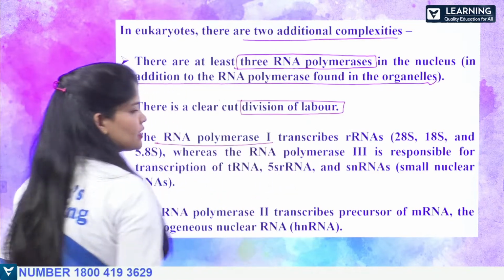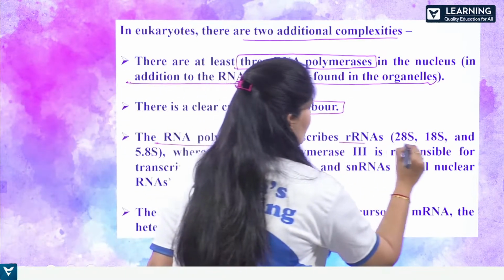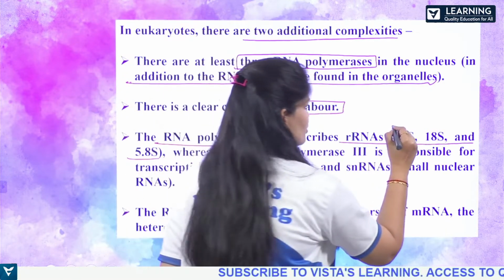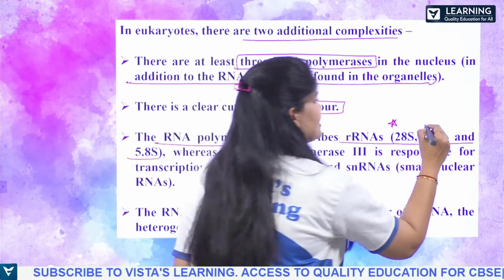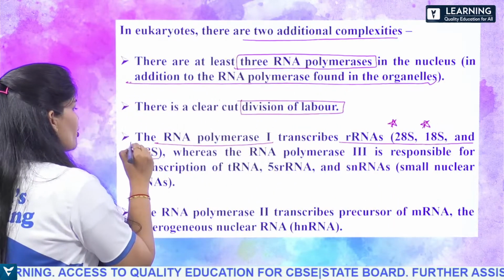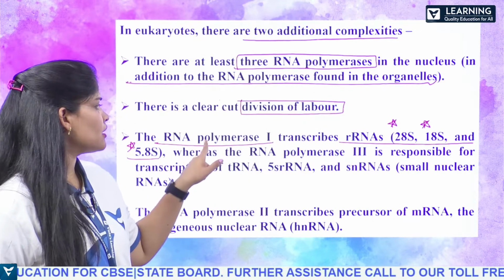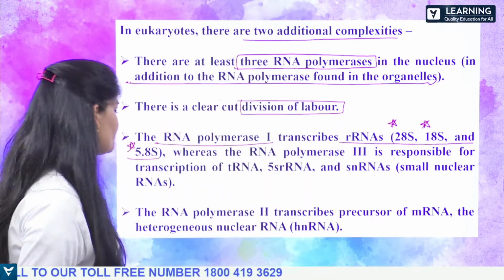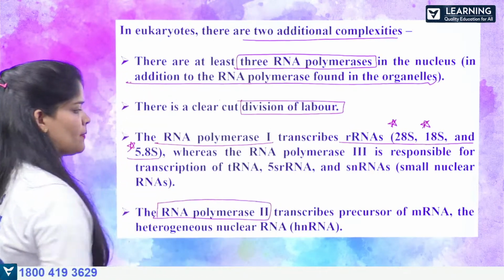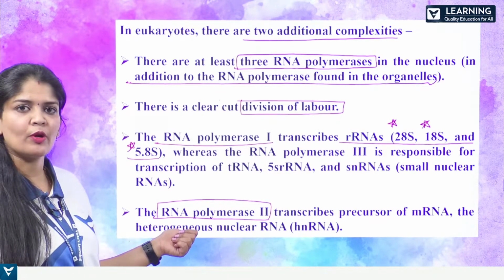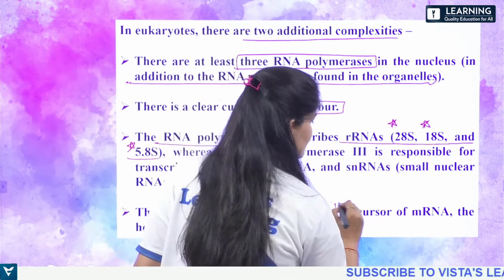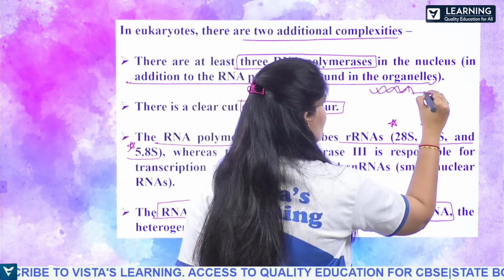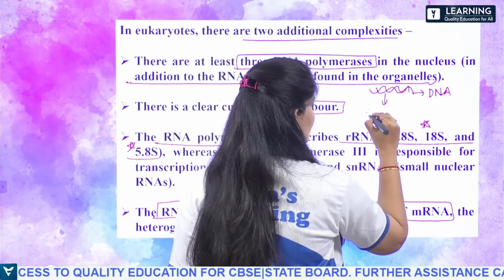RNA polymerase 1 is going to transcribe rRNA, that is ribosomal RNA, of subunits 28S rRNA, 18S rRNA and 5.8S rRNA. These are important. Out of 3, RNA polymerase 1 is going to transcribe the rRNA subunits. Then another, RNA polymerase 2, is going to transcribe the precursor of mRNA, that is, whatever DNA it transcribes into mRNA.